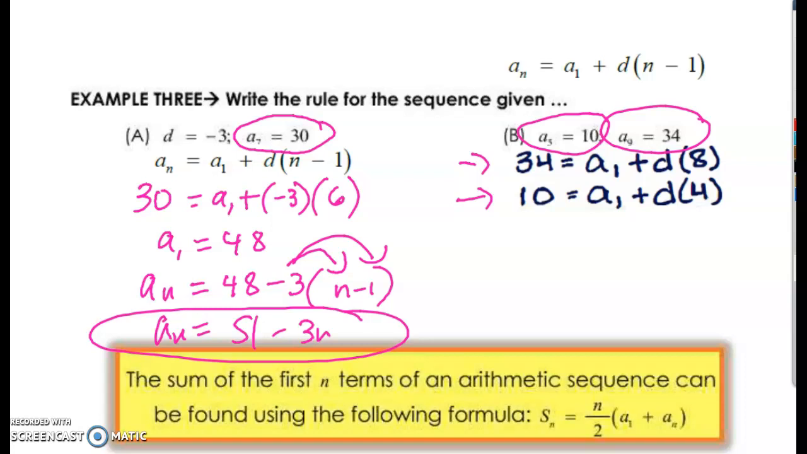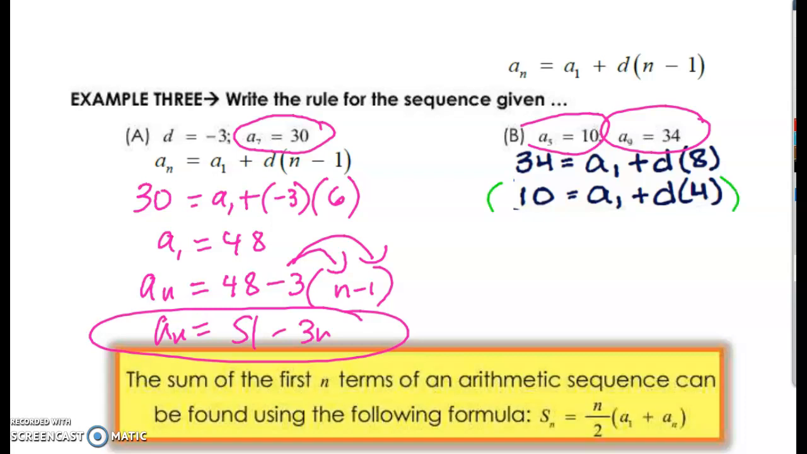In this case, n is 9, so 9 minus 1 is 8. And in the second piece of information we have, where the term is 10, a sub 1, we still don't know the difference, but we're at the fifth term, so n minus 1 is 4. Well, now we can just solve this like we did in Algebra 2, or you could actually use a matrix now that you know how to do that.